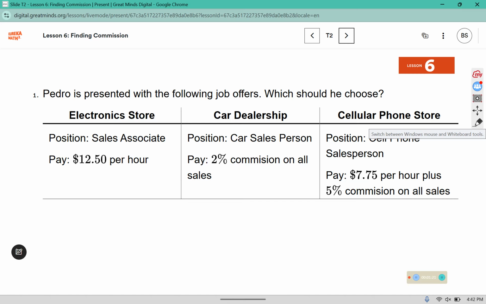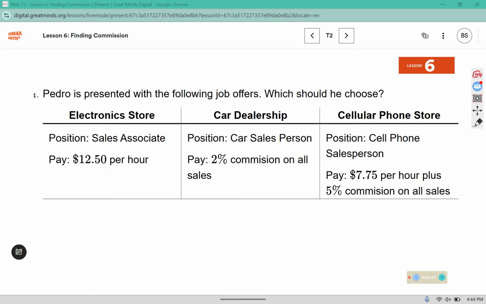Pedro is presented with the following job offers. Which should he choose? So at the electronics store, he would earn $12.50 per hour. At the car dealership, he would earn 2% commission on all of his sales. And at the cell phone store, he would get paid $7.75 per hour and 5% commission on sales.